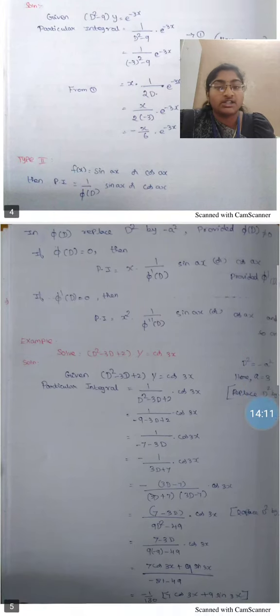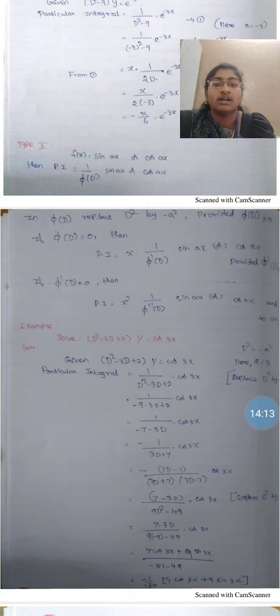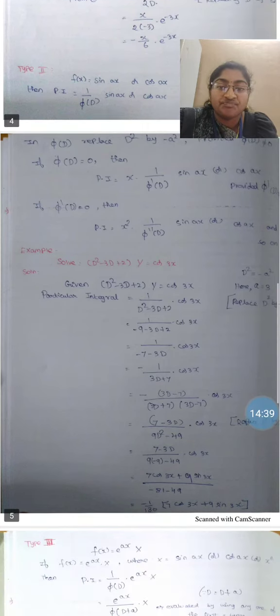Suppose it is equal to 0, then we will differentiate equation 1. So particular integral equals x into 1 divided by phi dash of d into sin ax or cos ax, provided phi dash of d is not equal to 0. Suppose it is equal to 0, then differentiate again. It will become x square into 1 divided by phi double dash of d into sin ax or cos ax, and so on. See the example.